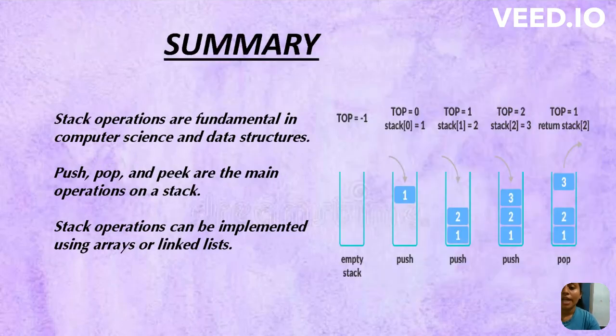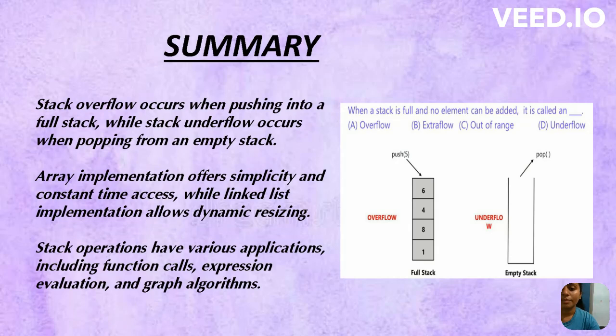Summary. Stack operations are fundamental in computer science and data structures. Push, pop, and peek are the main operations on a stack. Stack operations can be implemented using an array or a linked list. Stack overflow occurs when pushing into a full stack, while stack underflow occurs when popping from an empty stack.